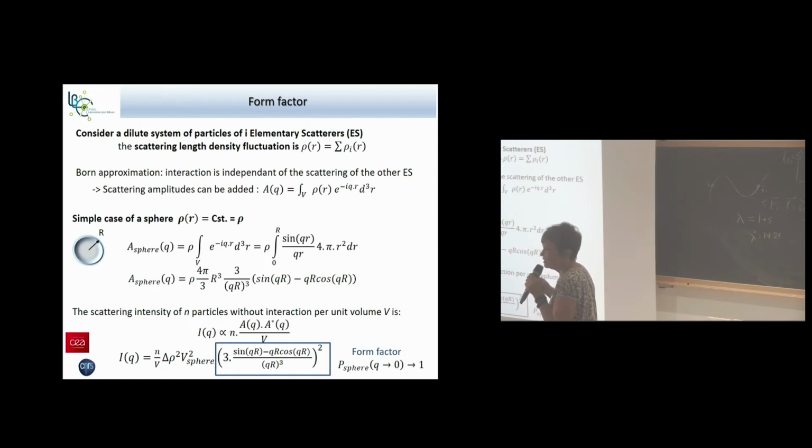Generally, yes, and also a structure factor. I don't know. It's easy when it's diluted, right? Because then you don't have the correlation. Yes. Is the structure factor one everywhere?